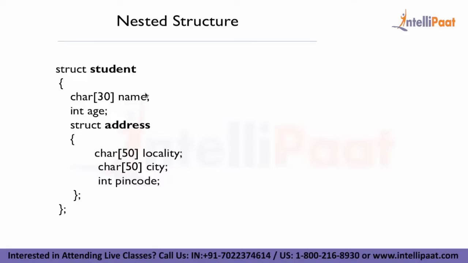Okay, then if you want to check the address locality, how we can do it is abc.address.locality. So this is how we can check.